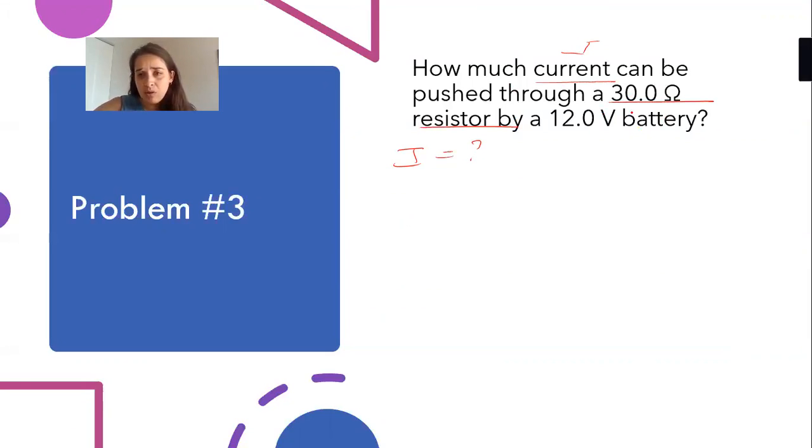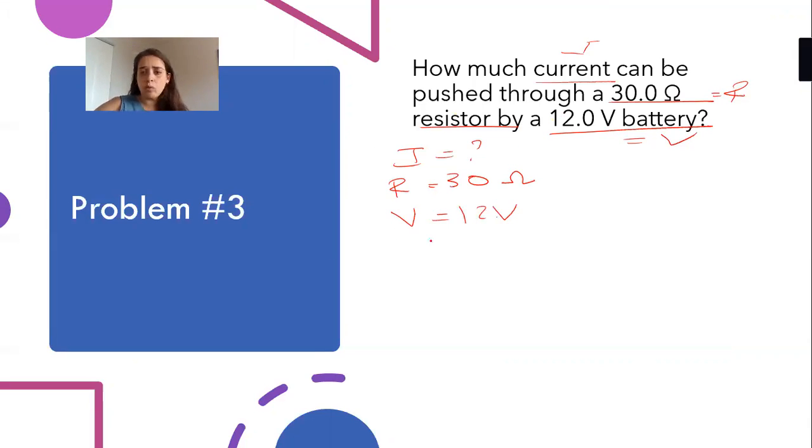Right? So that's how much resistance my resistor has. So I'm going to write this over here. R is equal to 30 ohms. And then by a 12-volt battery, so this is my voltage. So I'm going to write V equals 12 volts here.